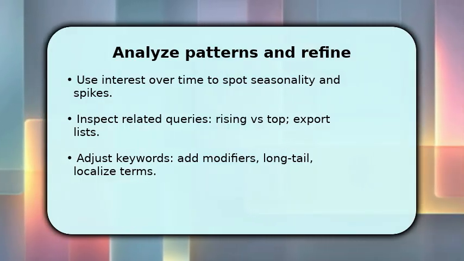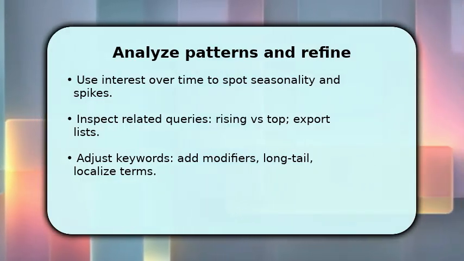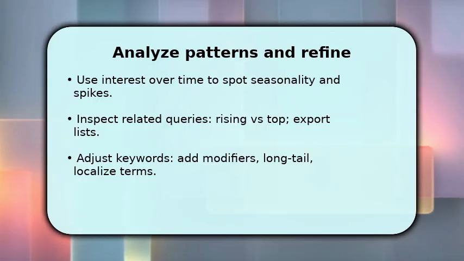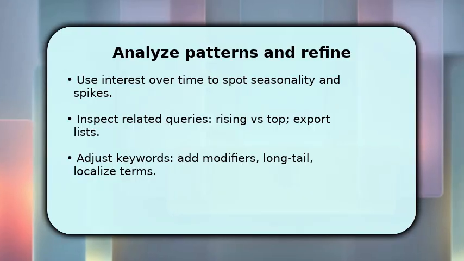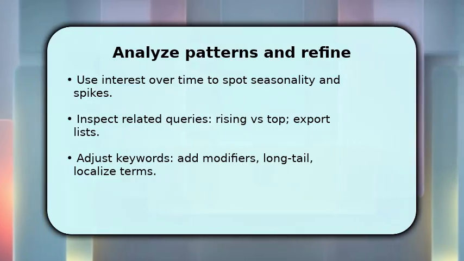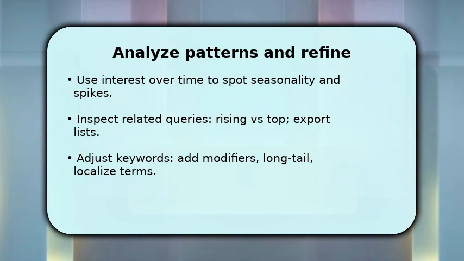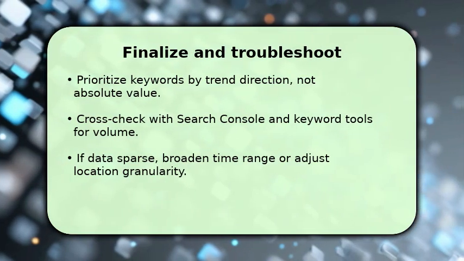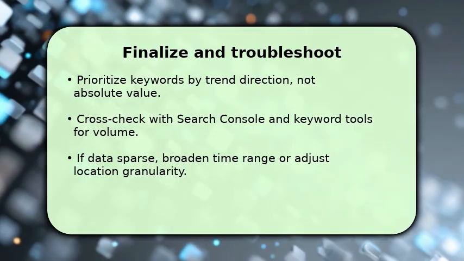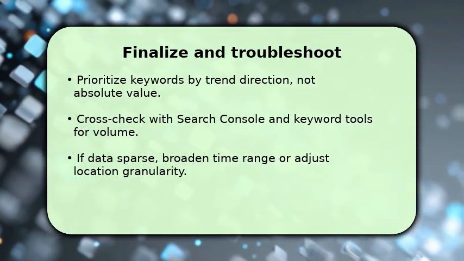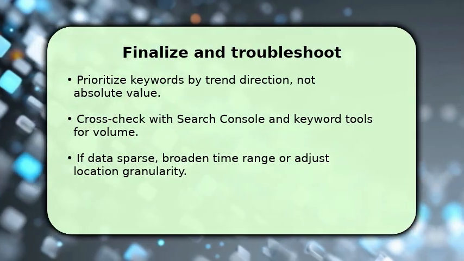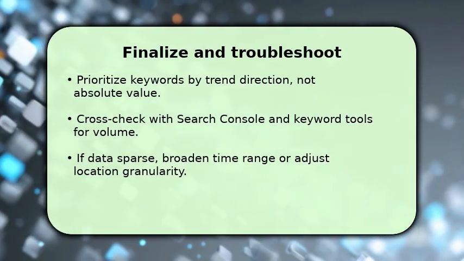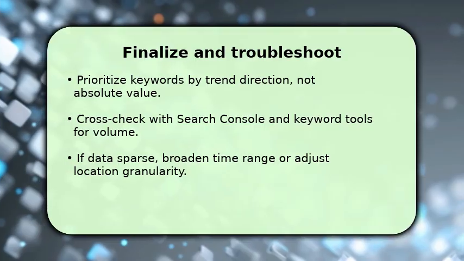Once you identify promising long-tail or localized variants, rerun comparisons with modifiers like best, city names, or intent words to validate consistent interest. Before committing to content, you'll finalize by prioritizing keywords that show upward trends or stable seasonality rather than one-off spikes. Then make sure to cross-check with Search Console, AdWords Planner, or other keyword tools to get actual volume and CPC estimates for validation.